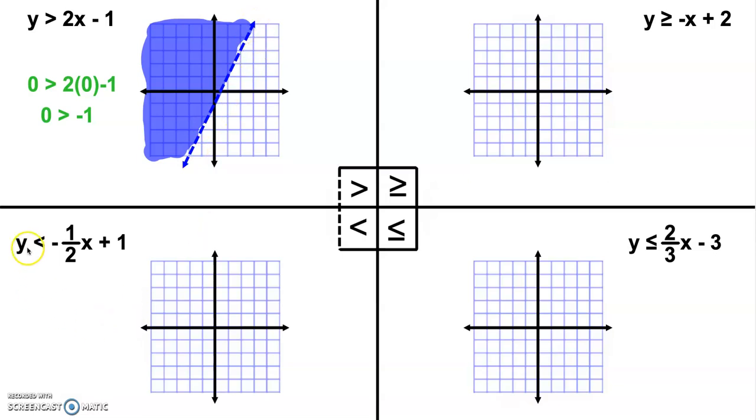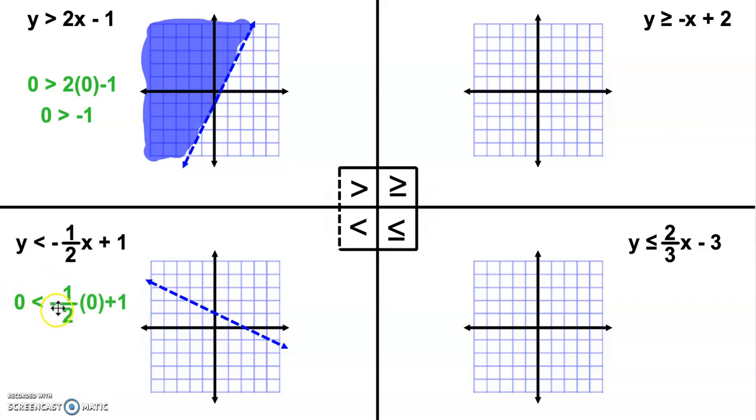Okay, let's look at y is less than negative 1/2 x plus 1. We plot the line just like we would an equation. So our y-intercept is positive 1, and our slope is a negative 1/2. Now we're going to test the point (0, 0) again. That's the easiest point to test.